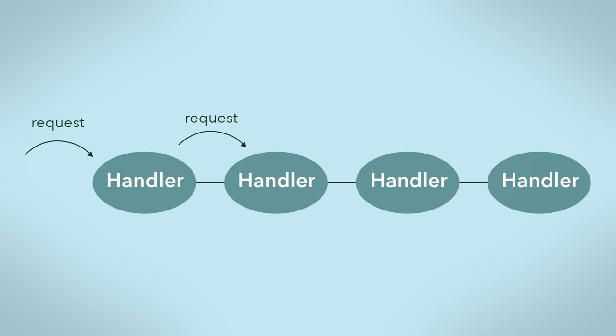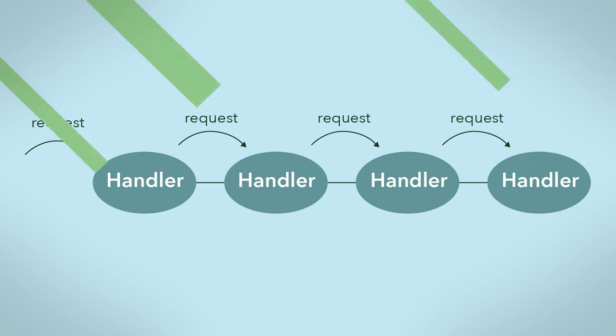Again, if the handler cannot process the request, it will send the request on to the next handler. This passing of the request continues until we find a handler that can process the request. If the request goes through the entire chain of handlers and no handler can process it, then the request is not satisfied. Let's look at an example of this.